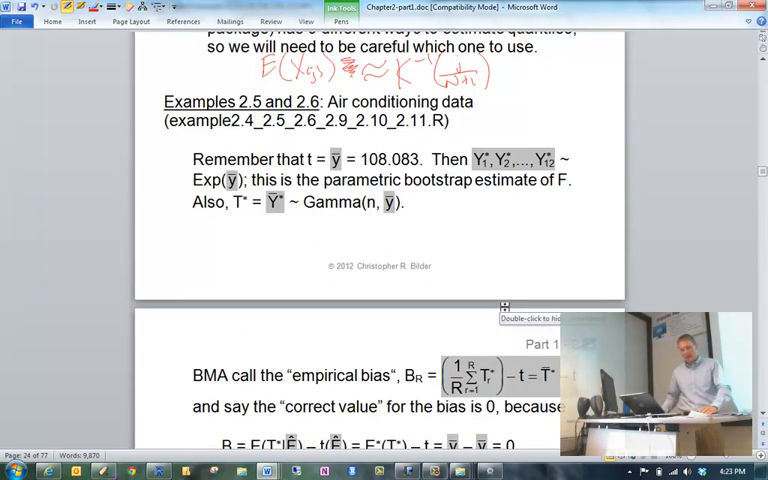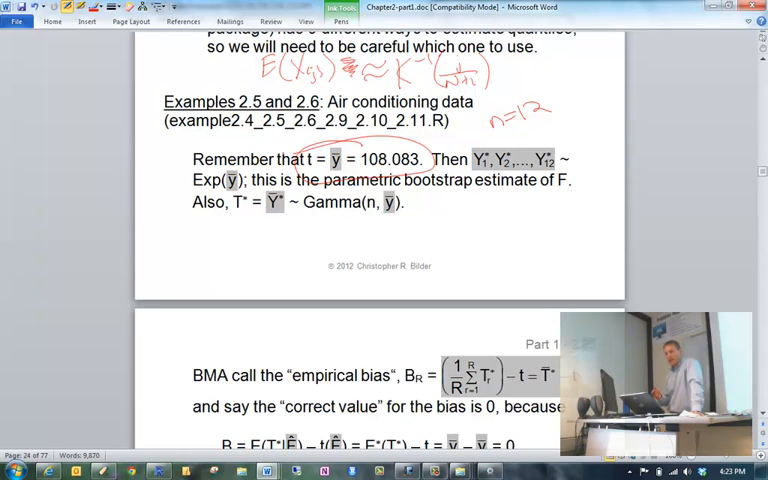Okay, so let's take a look at another example. This is the air conditioning example. If you remember, we have some data of how long these airplane air conditioners last. And we have just a sample size of 12 only, so a very small sample size. We're interested in getting at the average duration of how long these air conditioners last. For our sample itself, we had 108 hours. And we saw that maybe an exponential distribution worked okay with this particular data.